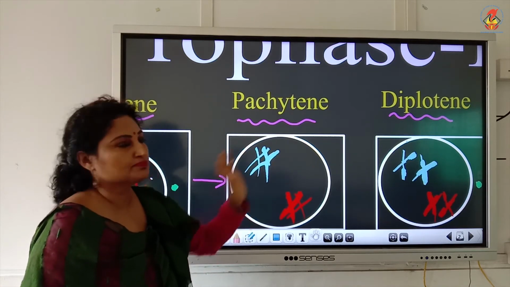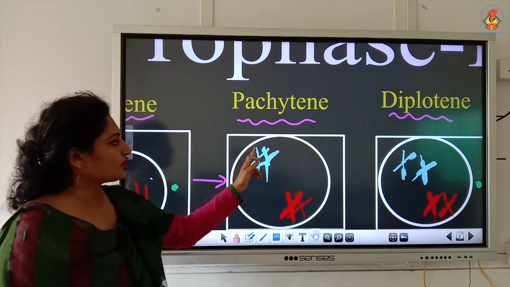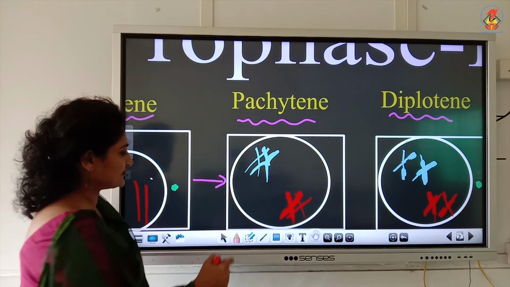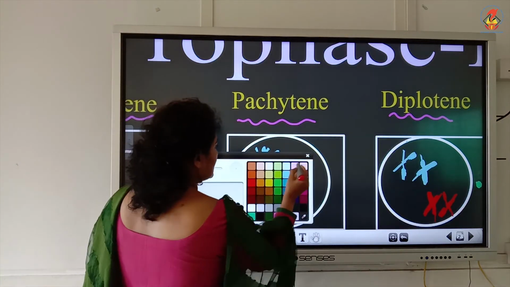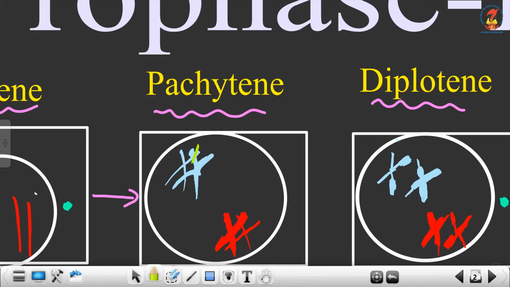What is happening in Diplotene? In the Diplotene stage, the chiasmata break. With green I am showing that the chiasmata break here. So it breaks here and here also it breaks. Now, what happens when it breaks? It breaks and separates such that the chromosomes get their exchanged parts.